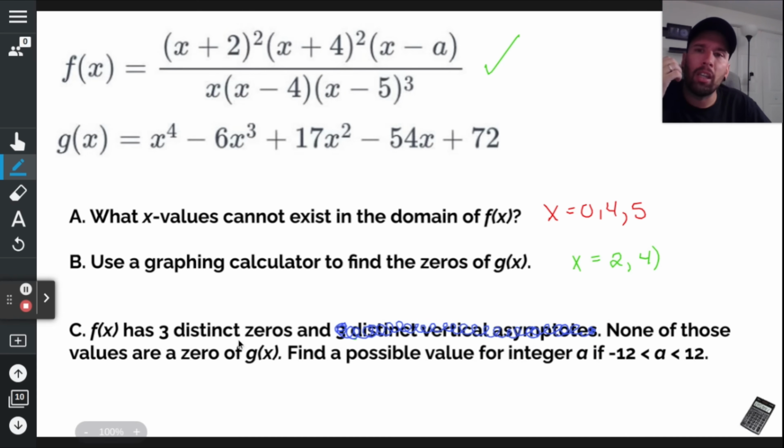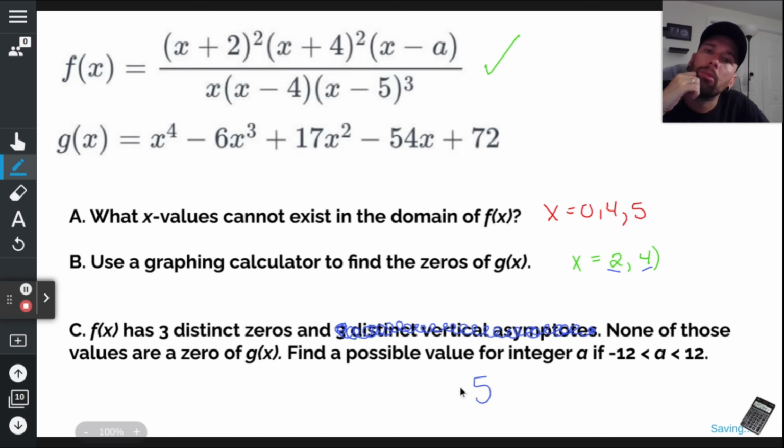F of x has 3 distinct zeros. Here's the thing. We don't know what A is. So A has to be different from -2 and -4. Okay? So A cannot be -2. A cannot be -4. Great. None of those values are a 0 of g of x. The zeros of g of x ended up being 2 and 4. So, okay, find a possible value for integer a if a is between -12 and 12. I can use 5.